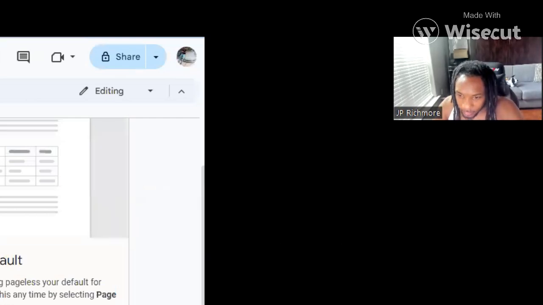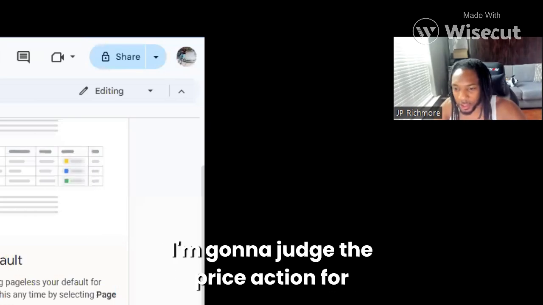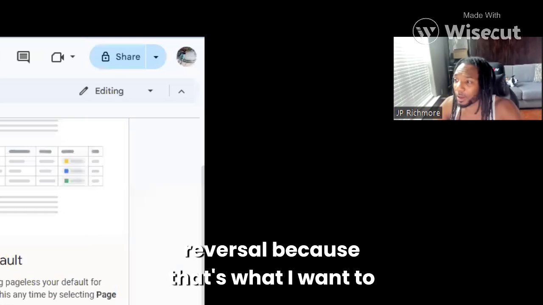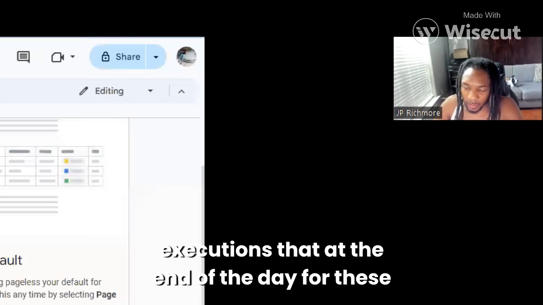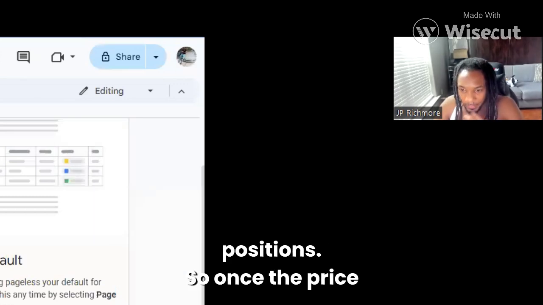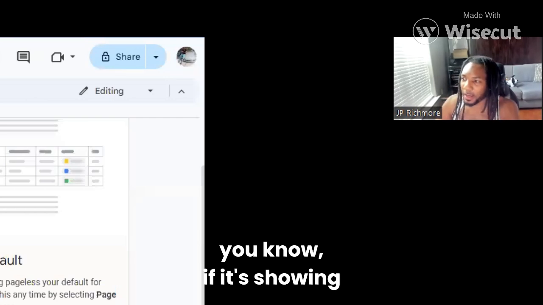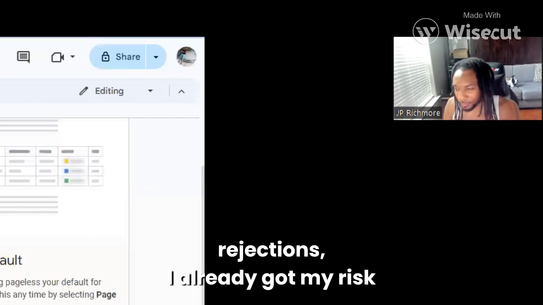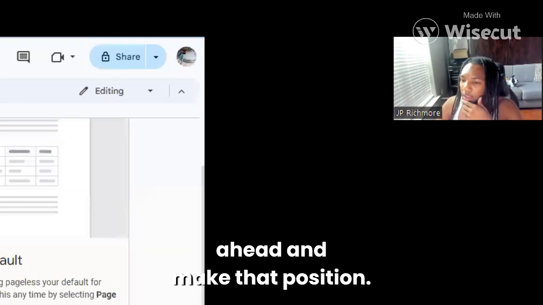And so yeah, back to step 6. Once price reaches that fair value gap, I'm going to watch the price action for a reversal, because that's when I want to look to tap into it and enter. I'm doing market executions at the end of the day for these positions. So once the price reaches the fair value gap, usually if it taps into it and it's showing rejections, I already have my risk calculated, so I'm going ahead and making that position.